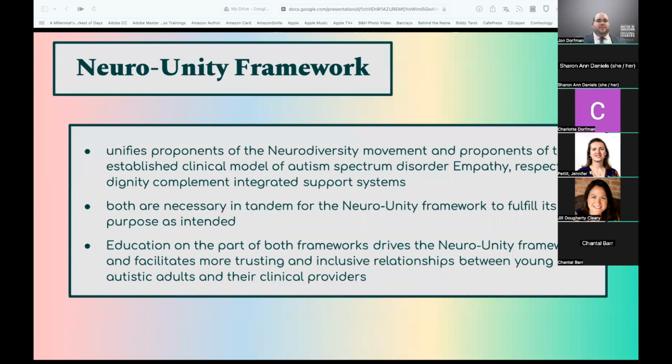So what is the Neuro-Unity framework? What does it stand for? It unifies proponents of neurodiversity and proponents of the established clinical model, for empathy, respect, and dignity. Oh, that should have been another bullet point. It unifies these proponents, these two ideologies. Empathy, respect, and dignity complement integrated support systems. Both are necessary in tandem for the Neuro-Unity framework to fulfill its purpose as intended. And education on the part of both frameworks drives the Neuro-Unity framework and facilitates more trusting and inclusive relationships.